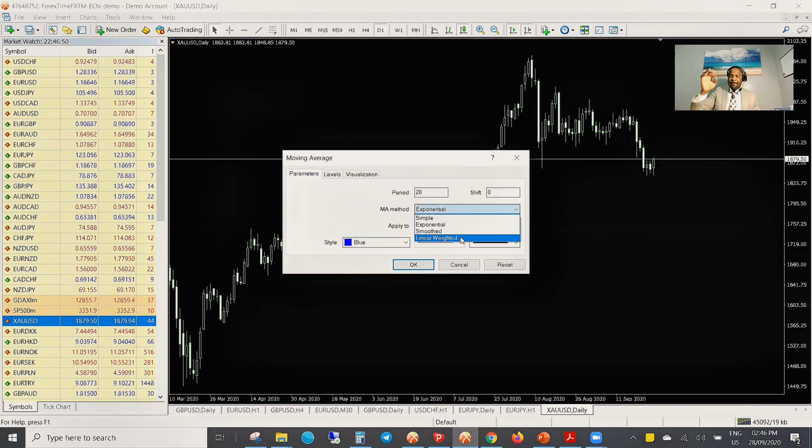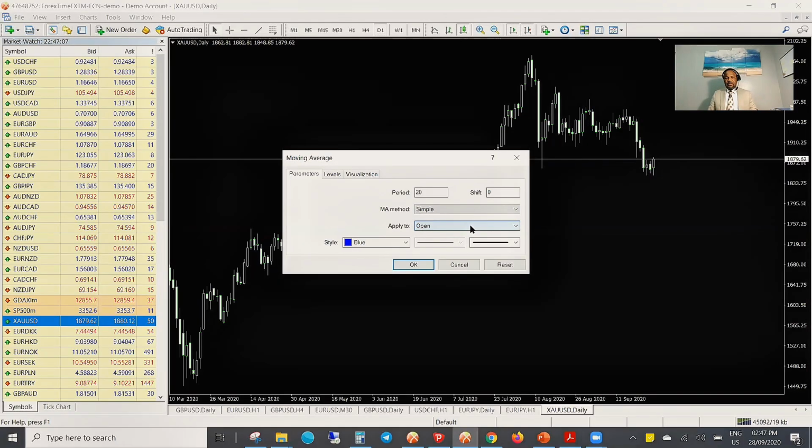Let's go on. So MA method, let's choose any one for now. Let's just choose maybe simple. I'm coming to give recommendations later, but leave recommendations for now. Let's just set this indicator. Now, apply to. What does apply to mean?